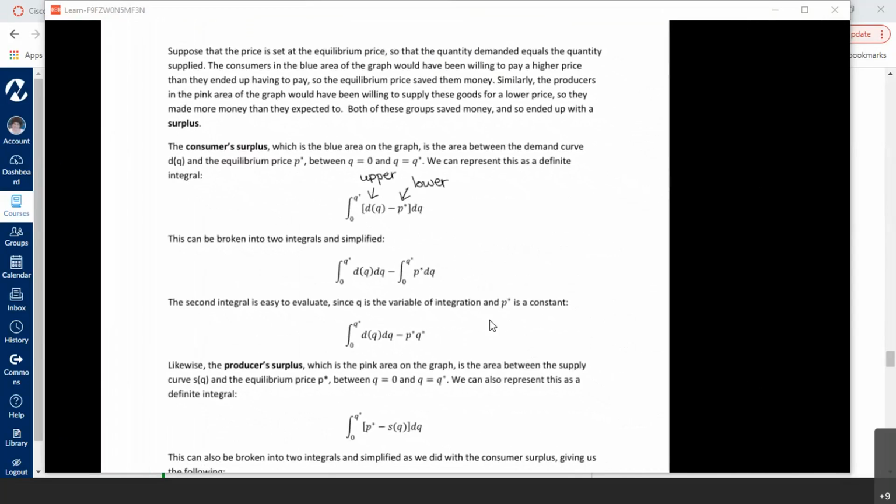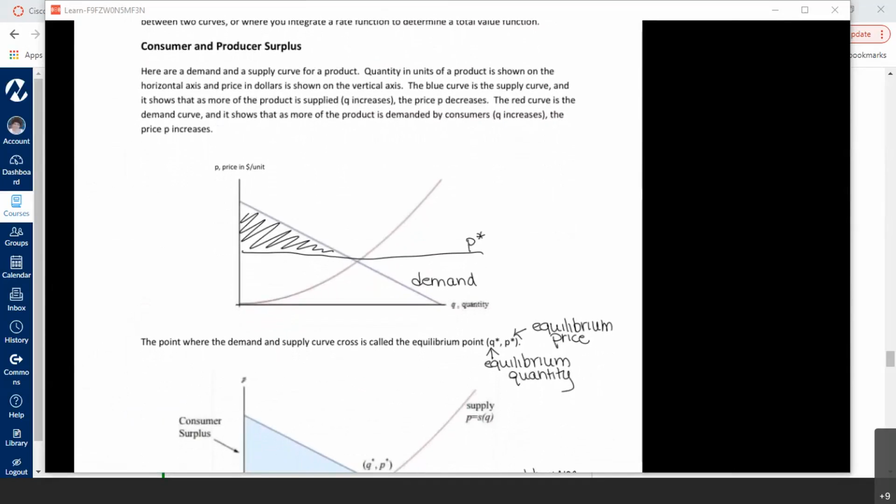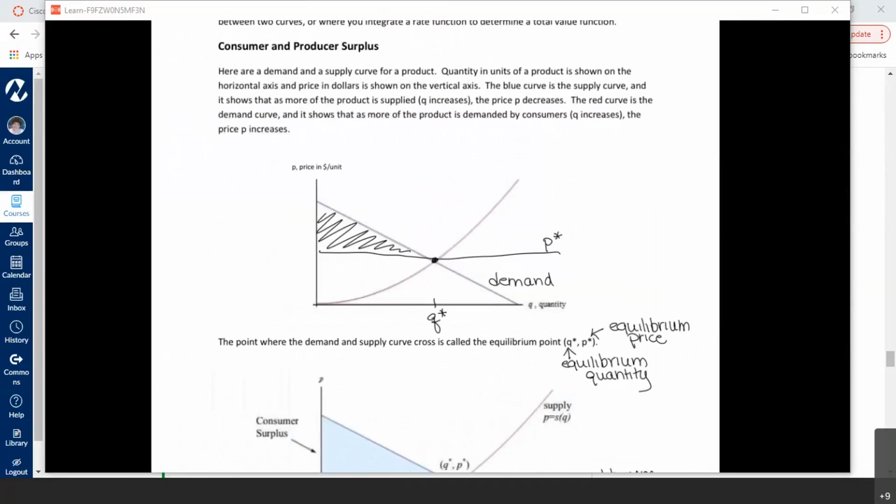Okay, so I'm just going to integrate that. And remember, you're integrating across to your equilibrium quantity, which is down here. Remember, this is the point that's Q star, P star. So you're going from 0 to the equilibrium quantity. Again, I'm just finding the area under the curve from 0 to Q star. And again, P star is on the bottom and the demand curve, D of Q, is on the top.